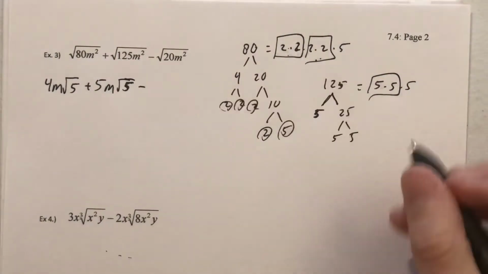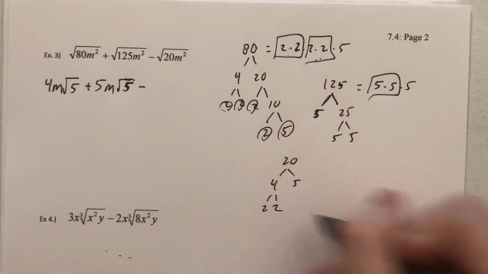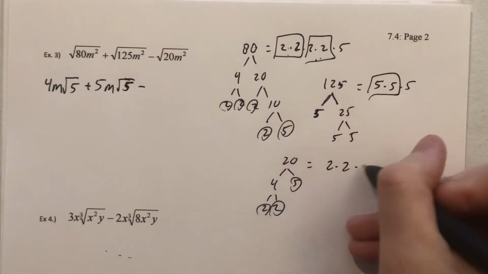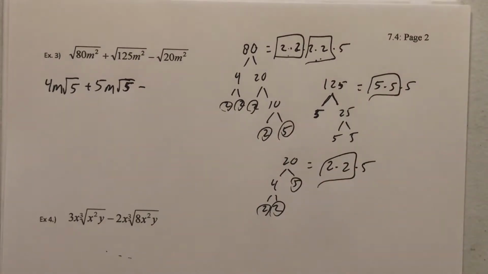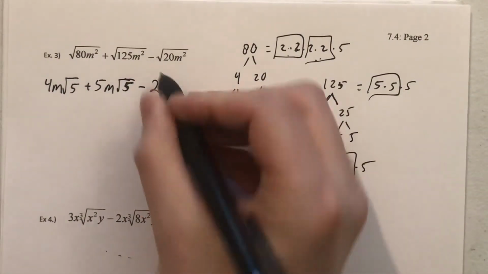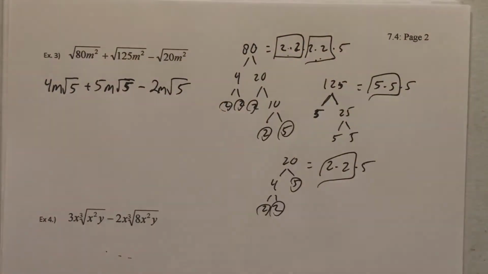And last one is 20. Break down 20 to 4 and 5, 4 to 2 and 2. So 20 is 2, 2 and 5. We've got a pair of 2s that will come out. Again, square root of m squared will give us an m, and we're left with that 5 on the inside.